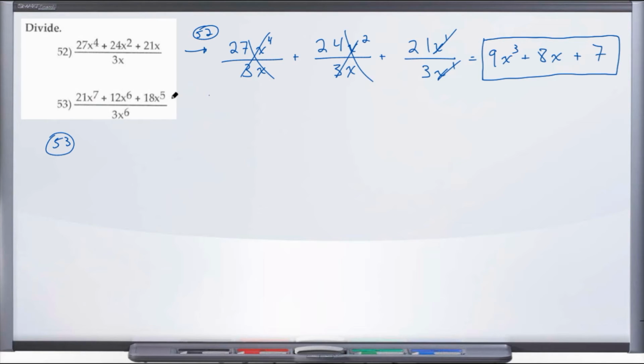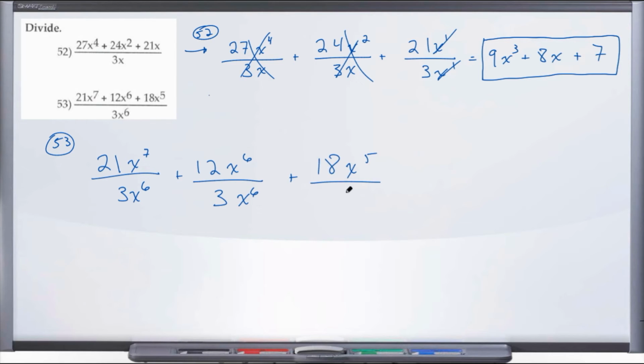And again, we are dividing a polynomial by a single term monomial. And so we're going to rewrite each term of the numerator, rather, over this denominator. And so we have 21x to the 7th divided by 3x to the 6th plus 12x to the 6th divided by 3x to the 6th plus 18x to the 5th divided by 3x to the 6th. All right, so let's go ahead and go through this and see what happens.